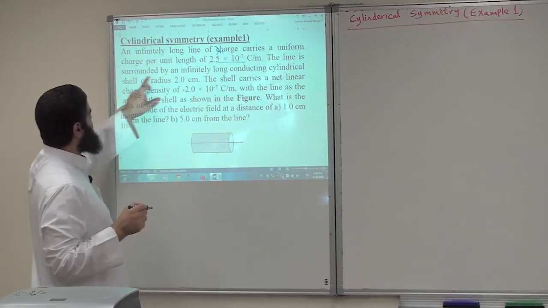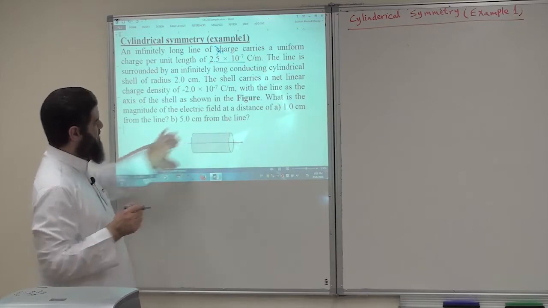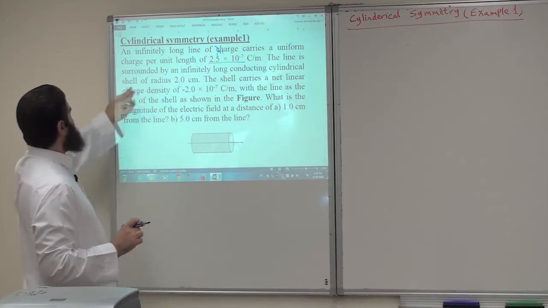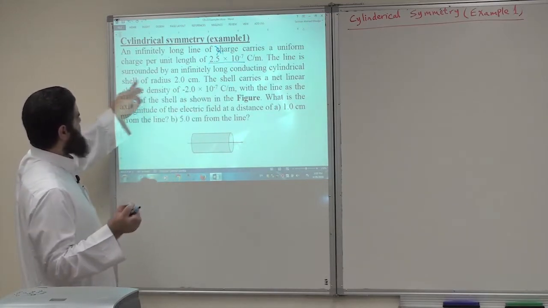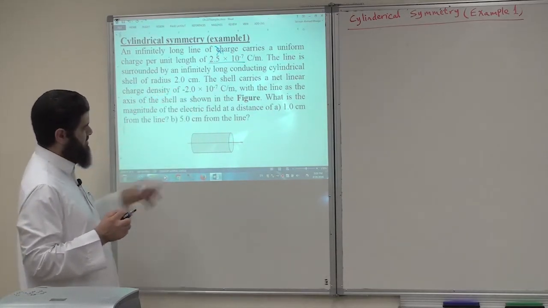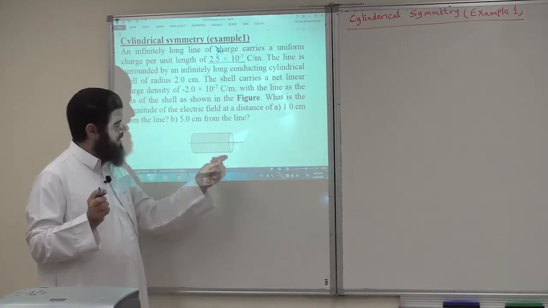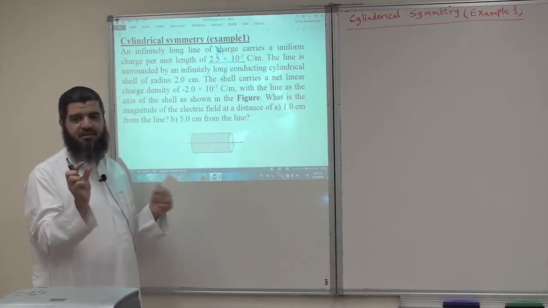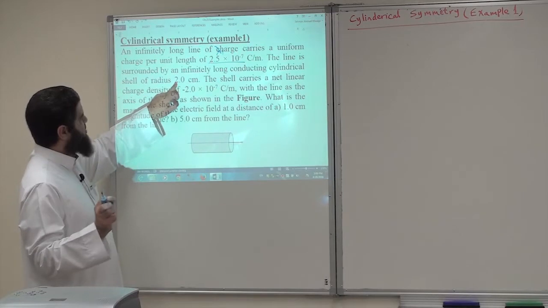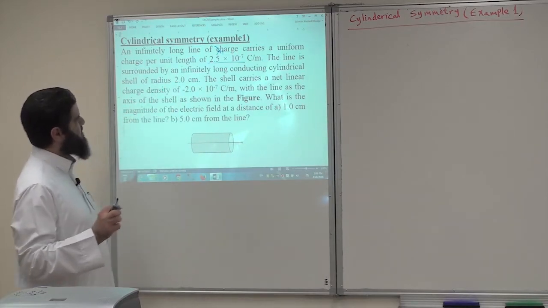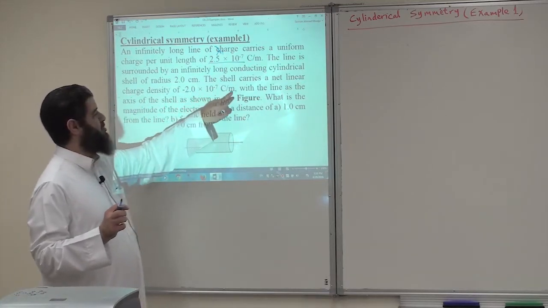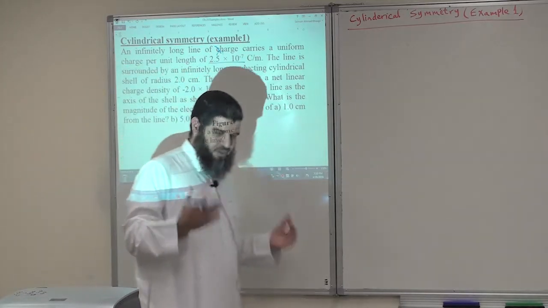The line is surrounded by an infinitely long conducting cylinder, which is this cylinder, the shaded one. It is a cylindrical shell. Of course, it is very thin, and this is why he is giving us the radius to be 2 centimeter. Okay, so it has only one radius, 2 centimeter. If it is thick, it will give you the inner radius and the outer radius. So right now it is very thin, and we can consider it to have the radius of 2 centimeter. The shell carries a net linear charge density of -2 times 10 to the -7 coulomb per meter. Here, coulomb per meter.